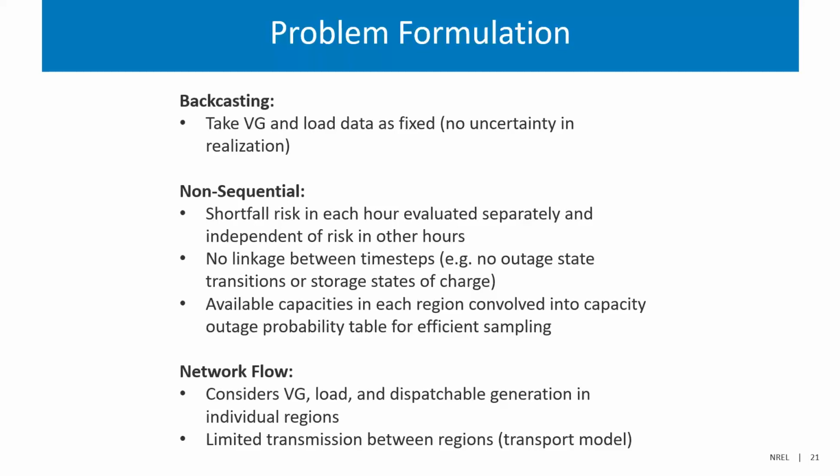So here, kind of summarizing again what I just mentioned. With backcasting, you're taking your VG and load data as fixed. And then with the non-sequential, you're assuming that your shortfall risk in each hour is evaluated separately and independent of the risk in other hours, and there's no link between the timestamps. And then with the network flow, you're considering your VG, load, and dispatchable in the individual generators or in the individual regions, but you're also taking into consideration the transmission between those regions.